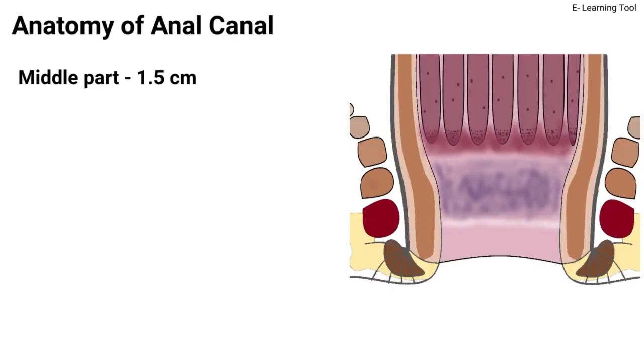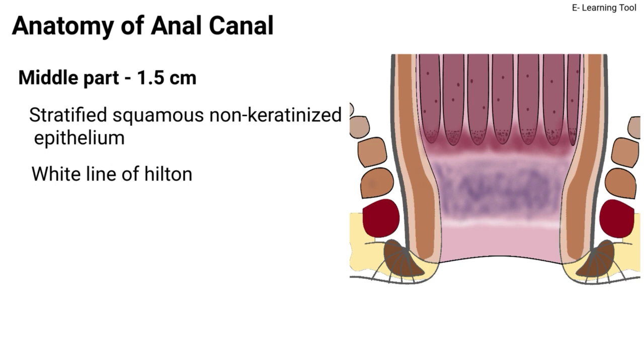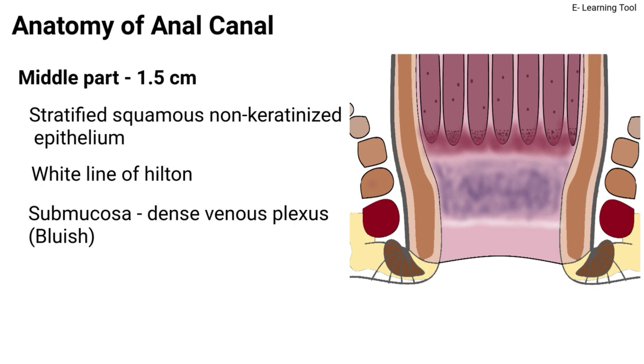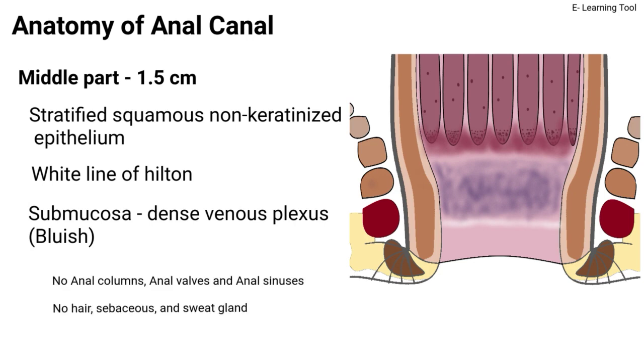The middle part of the anal canal starts below the pectinate line. The lower end of the middle part is whitish. So, the line demarcating the middle part and the lower part is known as the white line of Hilton. The middle part is covered by a stratified squamous non-keratinized epithelium, and the submucosa contains dense venous plexus. That is why this part appears bluish in color. Anal columns, anal valves, and anal sinuses are not present here, and also, the hair, sebaceous, and sweat glands are absent here.